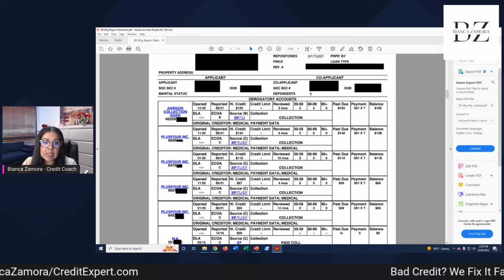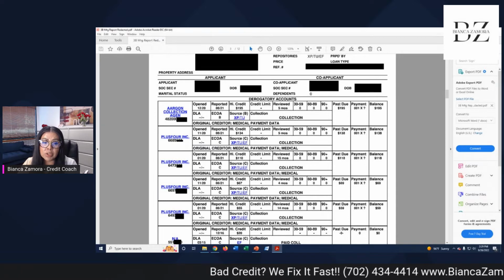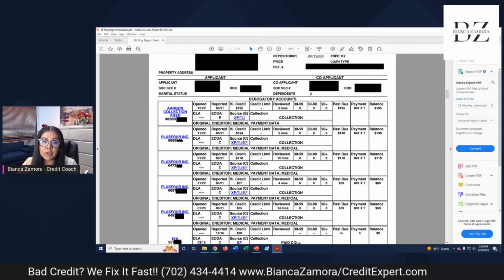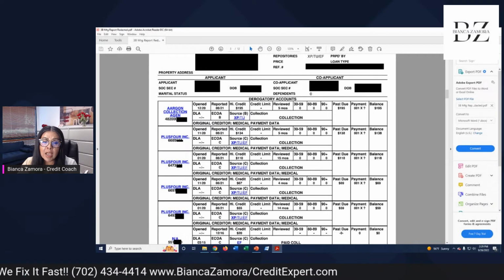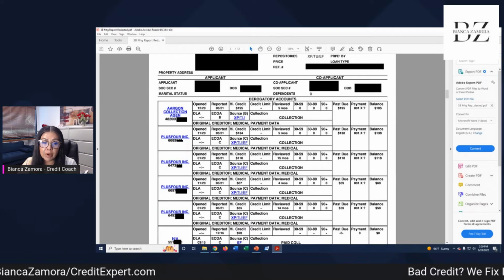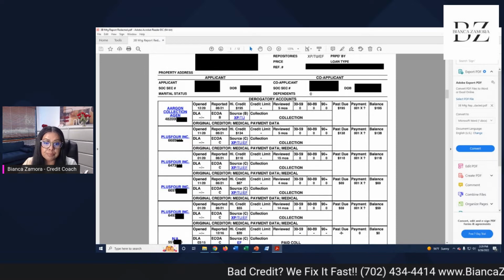The next thing is going to be the ECOA. That's for Equal Credit Opportunity Act. Who is the person that was reviewed for the Equal Credit Opportunity Act? As you can see, this has a B, so that represents the borrower or the primary borrower. If it says C, that is the co-applicant, right?